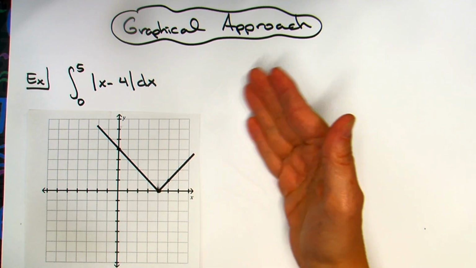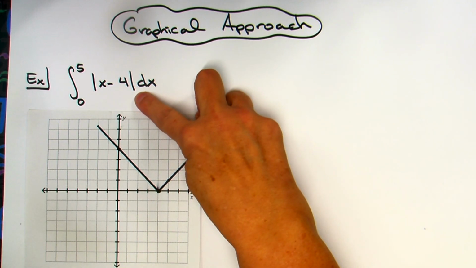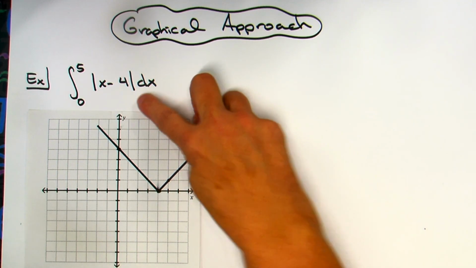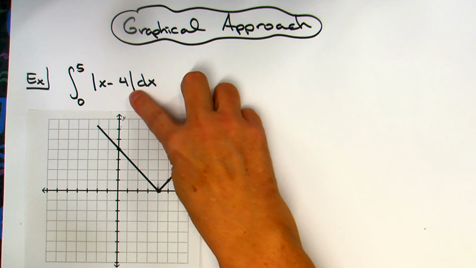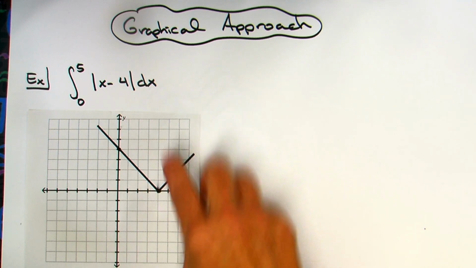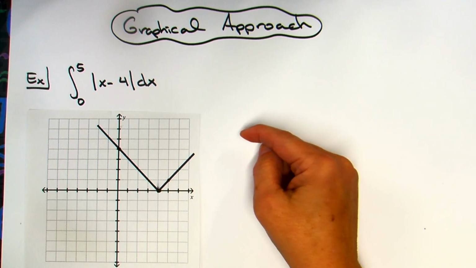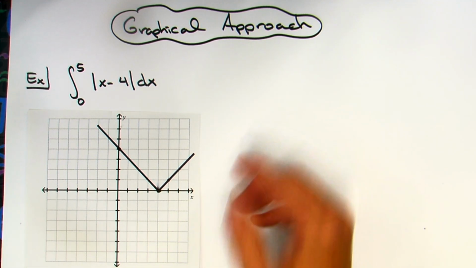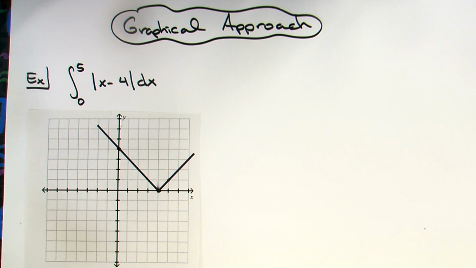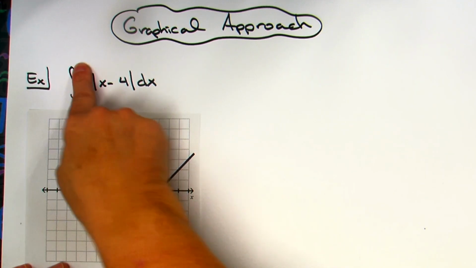Now, this one works really nice for a graphical approach because it's the absolute value graph. And that's going to be a nice little V graph. We can see that x minus 4 basically just shifts to the right 4. And then there's your absolute value. So if it's going to accumulate the area under the graph, we're going to go from 0 to 5.